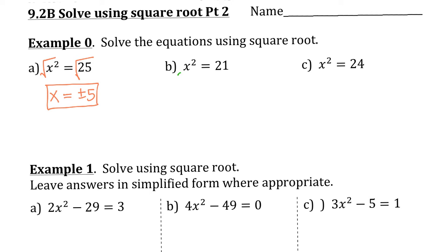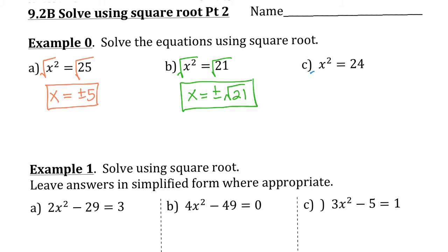Next one, square root cancels the squared. X equals, I get a positive and negative answer because it was squared. The square root of 21 is irrational. And does it simplify? I could do 3 times 7, but I don't know the square root of 3 or 7. So I leave it as positive square root 21, negative square root 21.